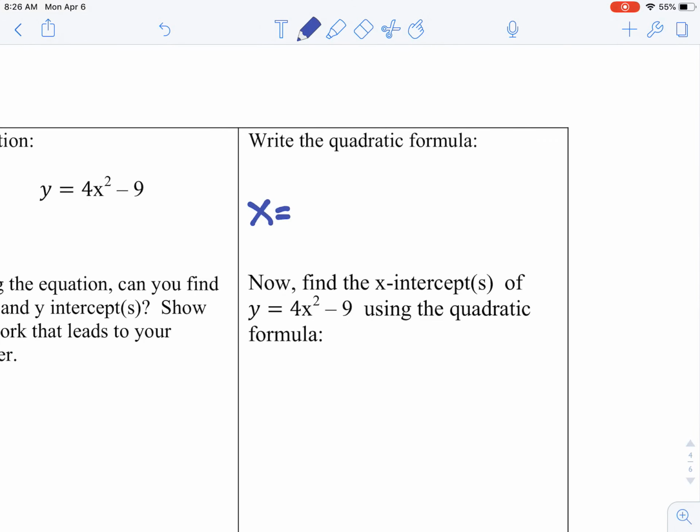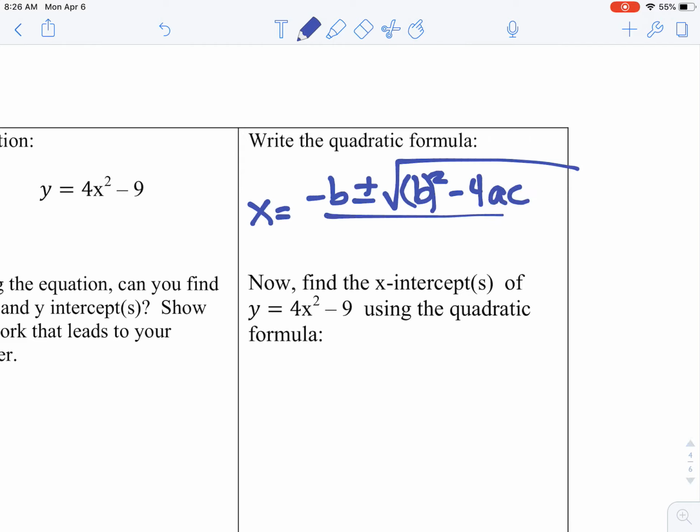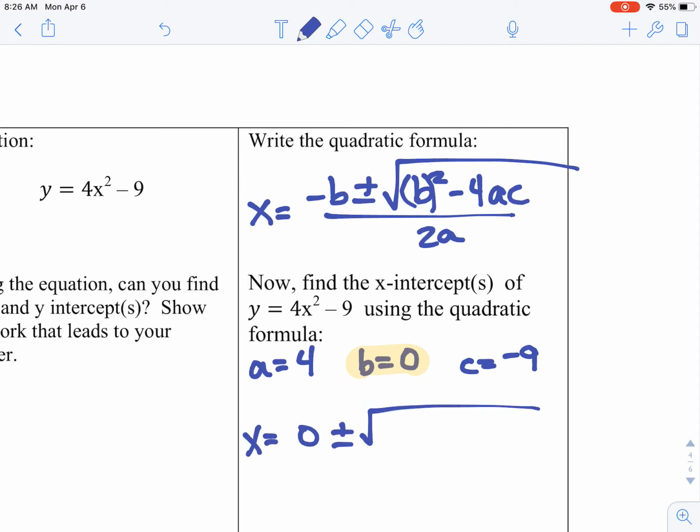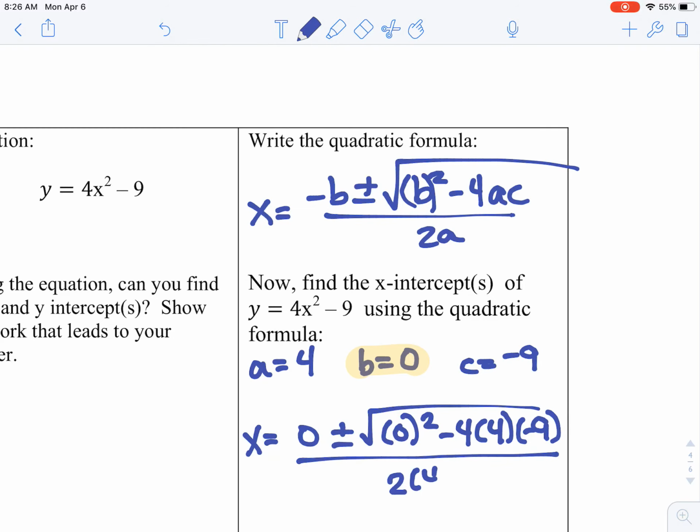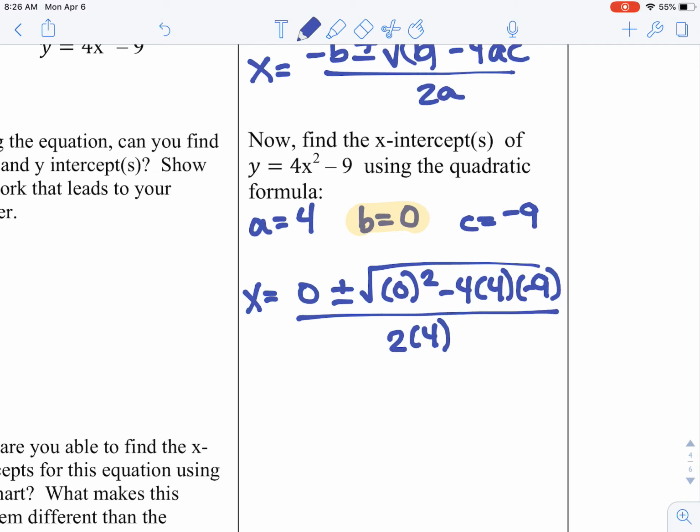So we're going to use our quadratic formula again. And we want to identify A, B, and C. The key to this problem is making sure that you identify B equals 0. So we have x equals 0 plus or minus the square root of 0 squared minus 4 times A times C all over 2A.